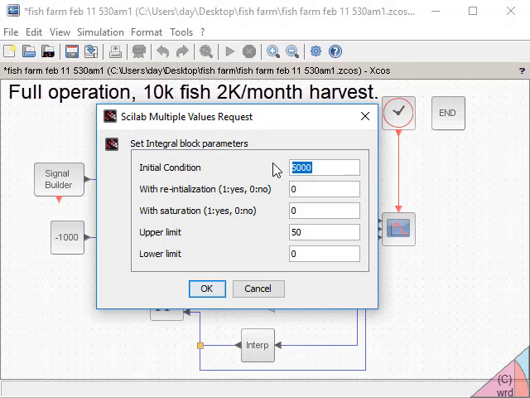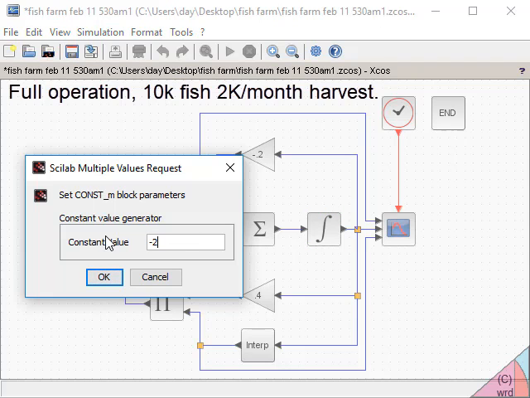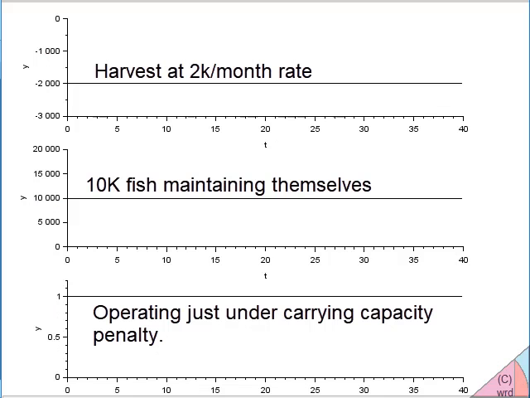In the second case, we maintain a population of 10,000 individuals, right at the edge of carrying capacity. This allows a harvest of 2,000 fish per month. This is better as long as there is a market for all 2,000 fish per month at the price we need. If not, the model gets more complicated.